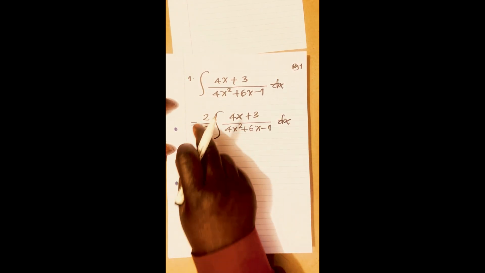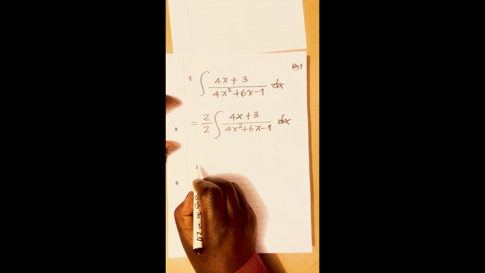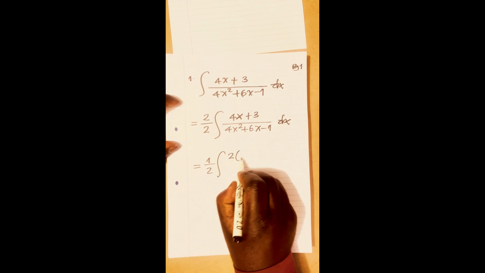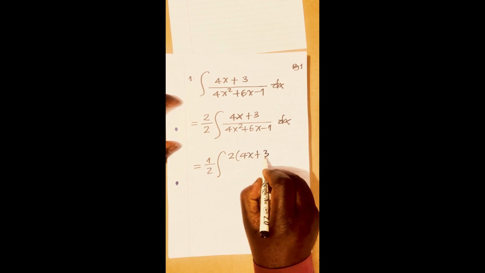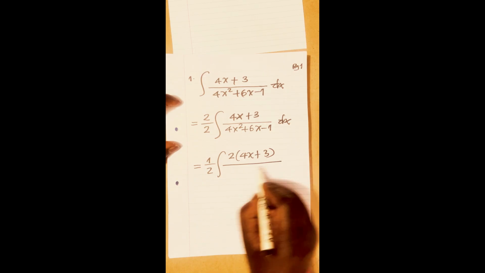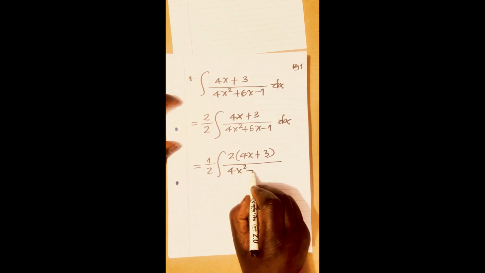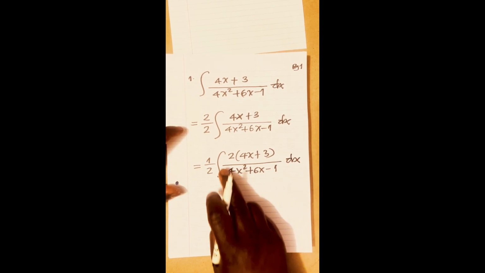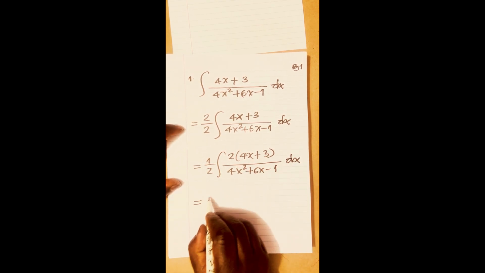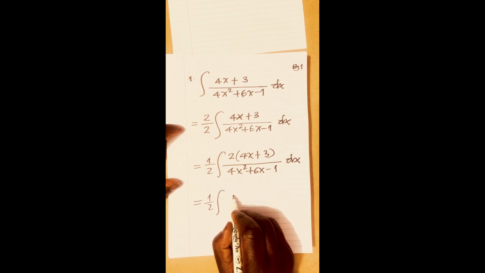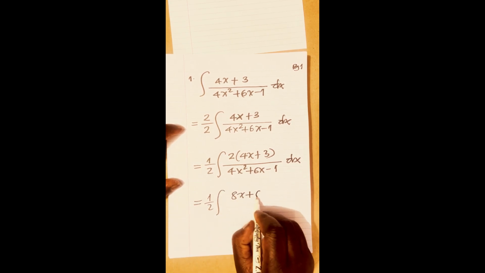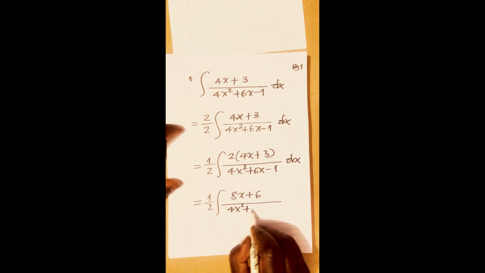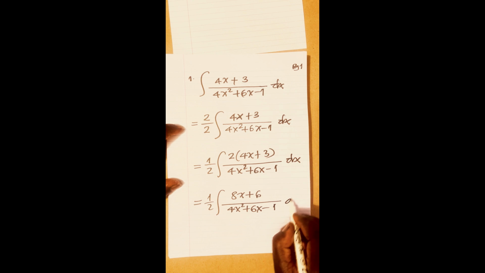Fantastic. Now the 2 goes into the integrand. What do we have outside? We have 1 over 2 times 2 open brackets 4x + 3, and we're dividing this by 4x² + 6x − 1 dx. Distributing the 2 in the numerator, we have 1 over 2 times the integral of (8x + 6) over (4x² + 6x − 1) dx.